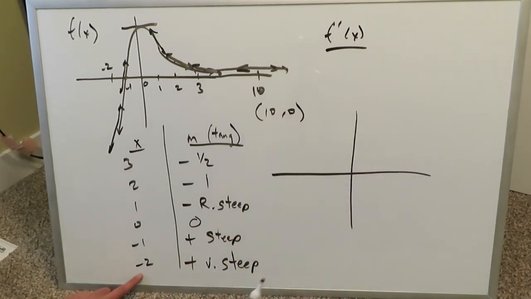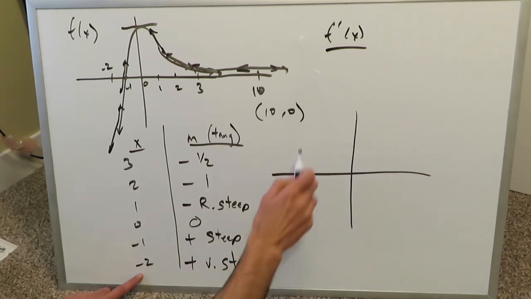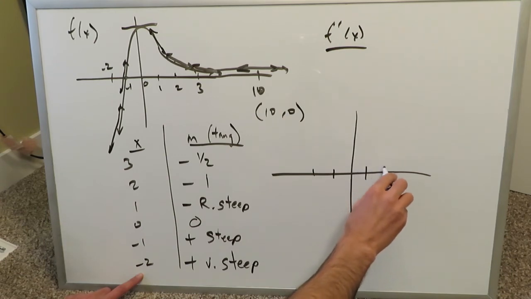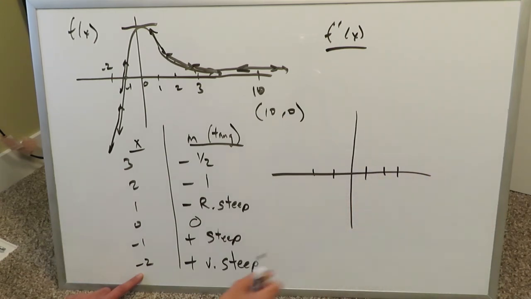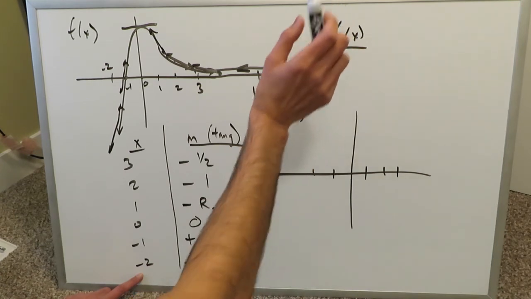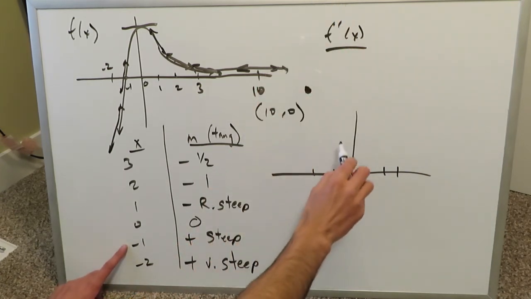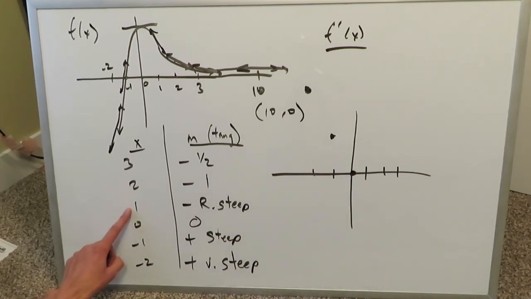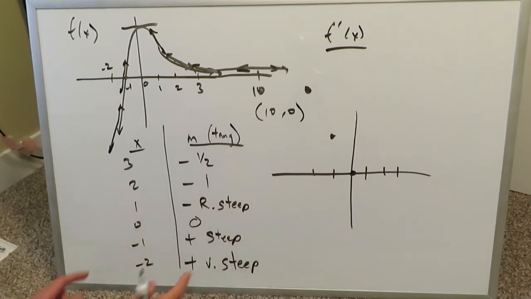At minus 2, I have a positive, very steep slope, so let's do minus 2, minus 1, 0, 1, 2, 3, and then we can break away for 10. Minus 2 is a very steep slope, very high y value. At minus 1, it's a relatively high value. At 0, we end up having a 0. At 1, we have a relatively steep minus value, right? Relatively steep minus value.